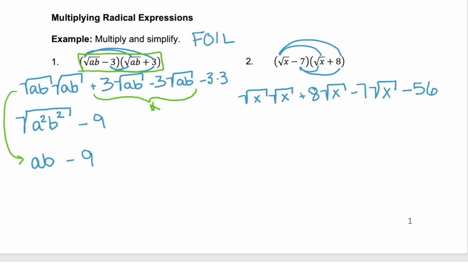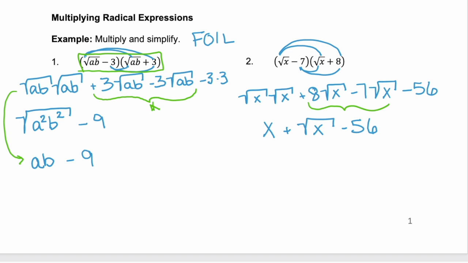And now we just slowly start simplifying. Square root of x times the square root of x. Remember, that would be the square root of x squared, or just x. Then we have plus 8 square root of x minus 7 square root of x. These are like radicals, so we can combine them, and we just get plus square root of x, and then minus 56. So our final answer there is x plus square root of x minus 56.